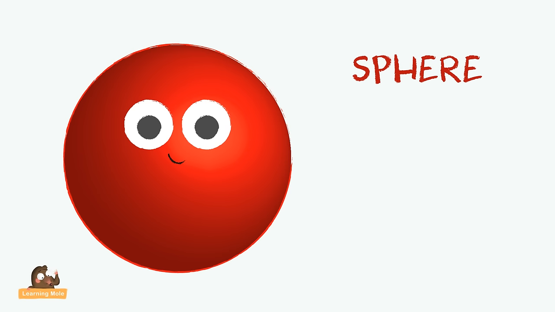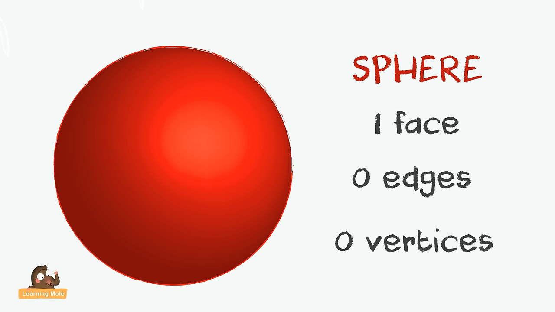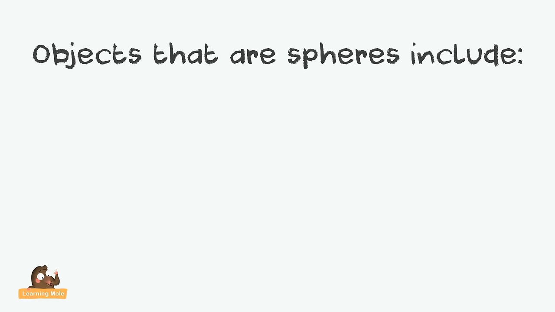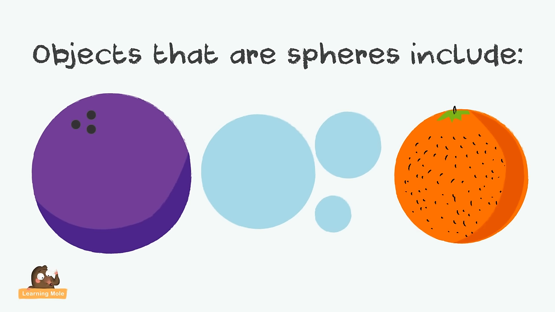Sphere. A sphere has one face, 0 edges, 0 vertices. Objects that are spheres include a ball, a bubble, an orange.